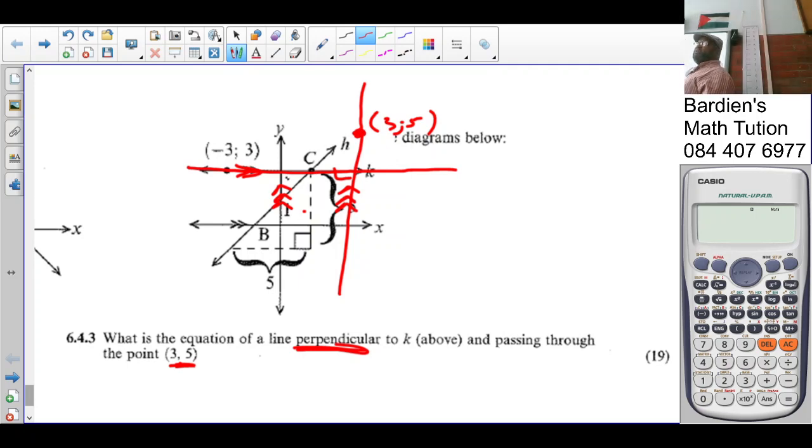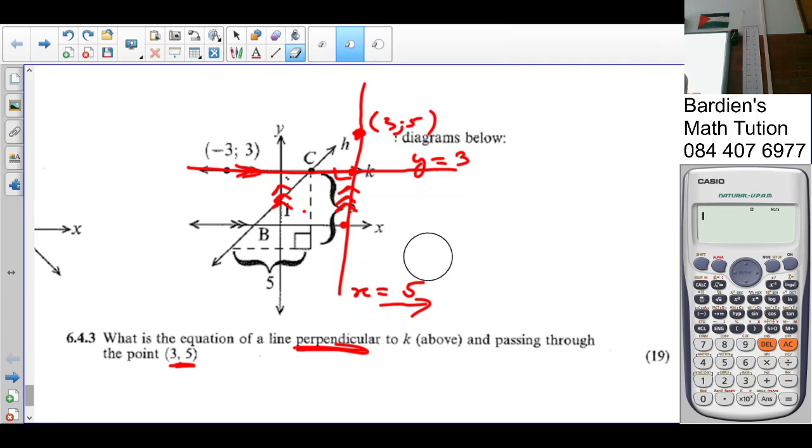So what's the equation? Who can tell me the equation of this line? If this is y equals 3, what will the equation of this line be? x is equal to 5? Why? Because it's going to have a constant. No, not 5. We have a consistent reading of x equals 3, the x value. The equation of that line will be x equals 3.